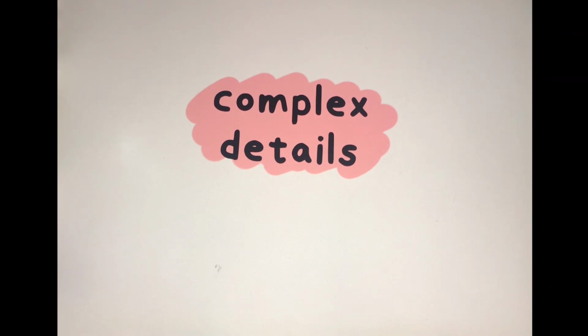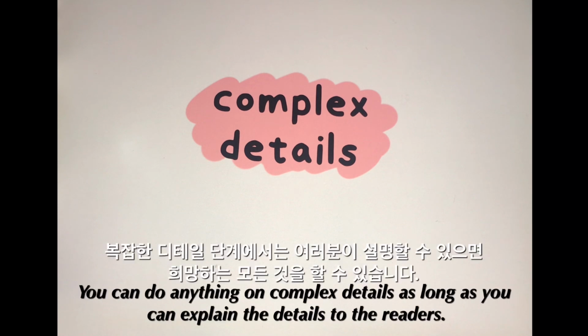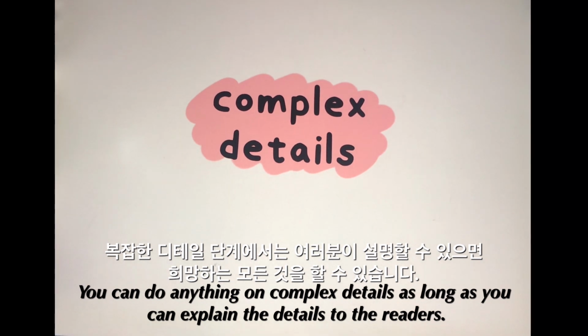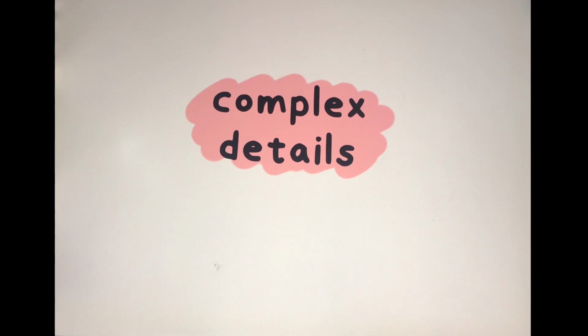And then there we go with complex details. Complex details. Don't even get me started on that. You can even make a dimension in a dimension in a dimension in a dimension. Very complex. Basically, you can do anything in this step that is in your imagination, as long as the readers can actually understand what's happening in the background or world over here.